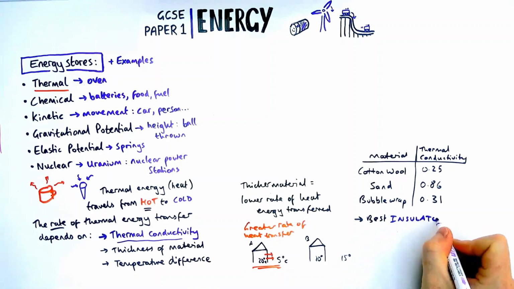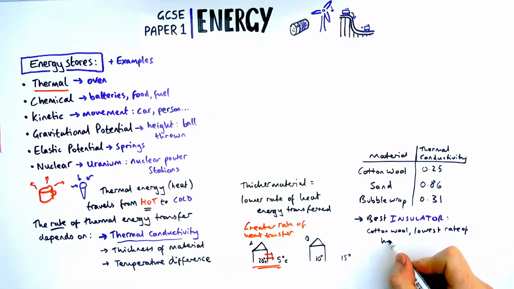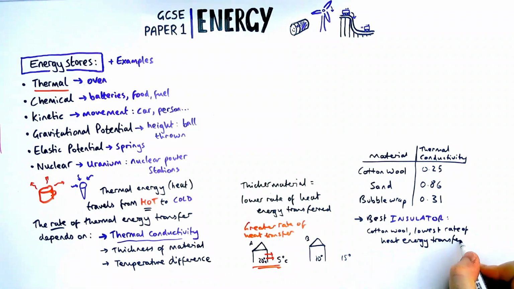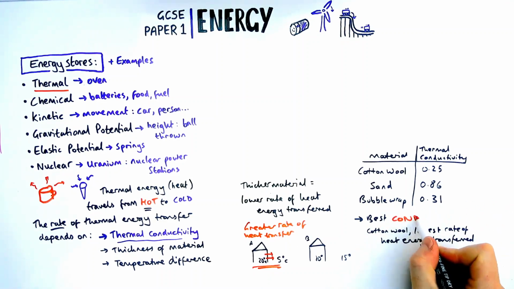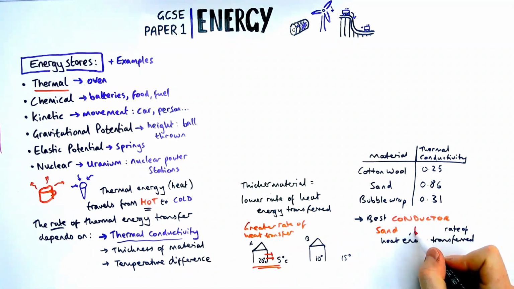What that tells us is that the best insulator is cotton wool because it has the lowest thermal conductivity, which means it has the lowest rate of heat energy transferred. The worst insulator, or the best conductor, would be sand, as it has the highest rate of heat transferred.